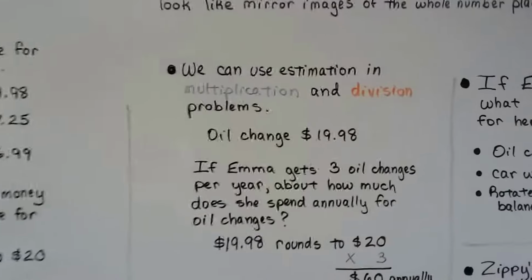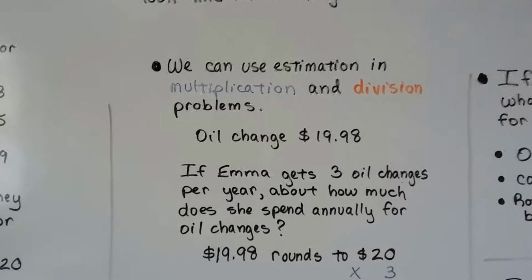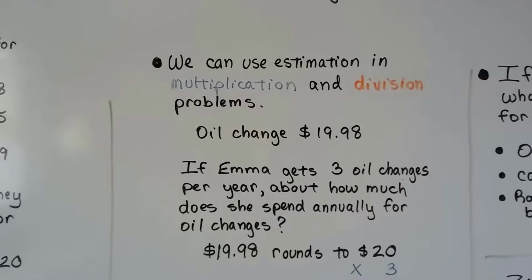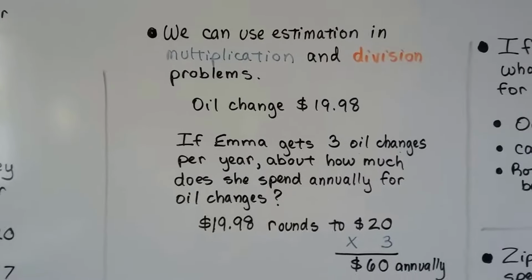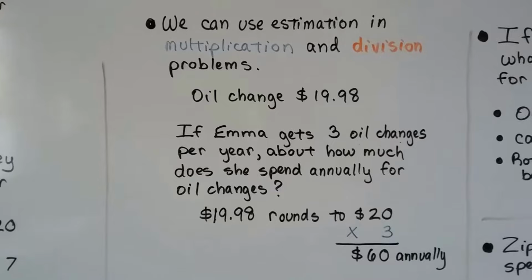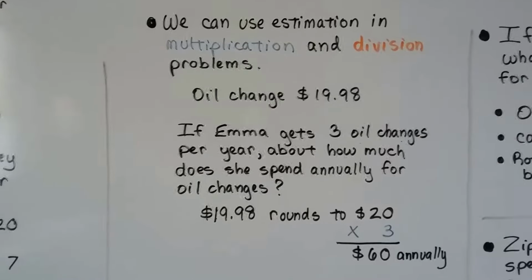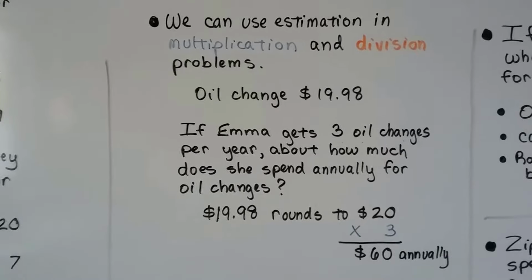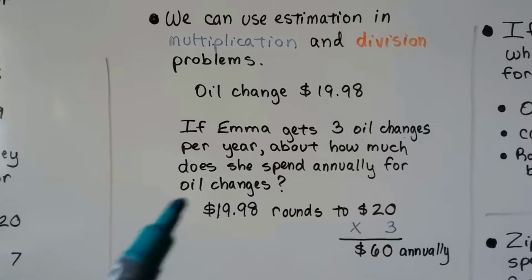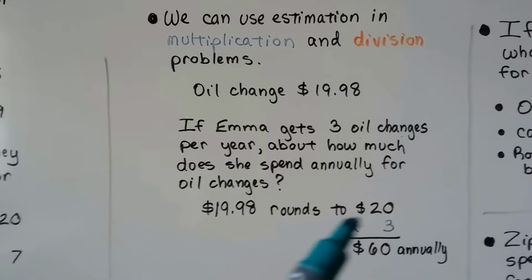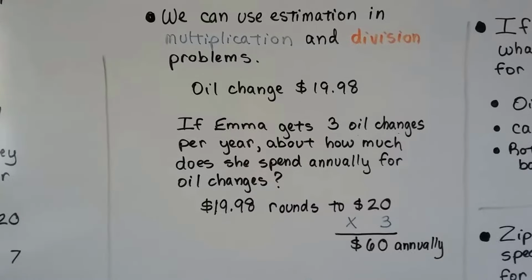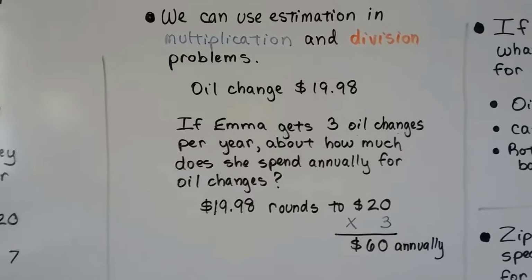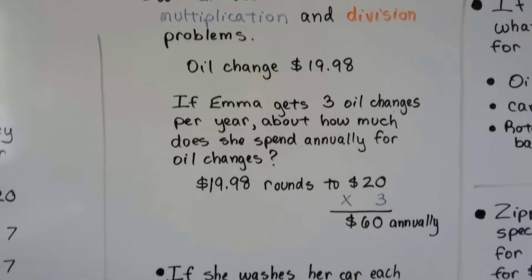And we can use estimation in multiplication and division problems. If the oil change is $19.98, and Emma gets 3 oil changes per year, about how much does she spend annually for oil changes? So it says about how much, so we're just going to estimate. We know that the $19.98 rounds to $20. We just multiply it by the 3 oil changes, and it estimates to about $60 annually.